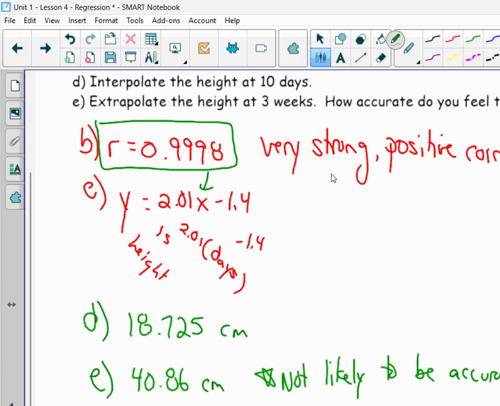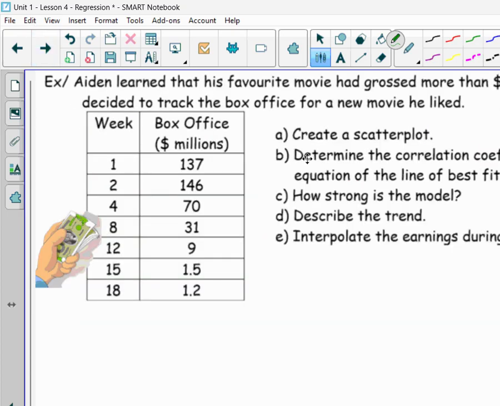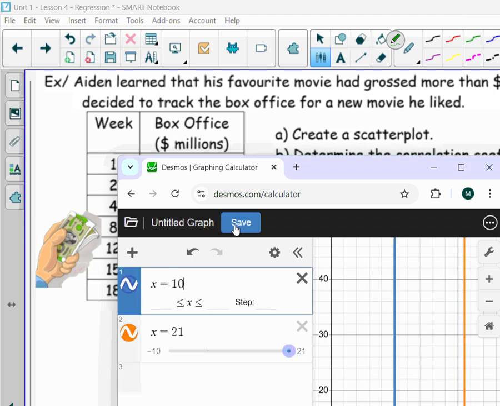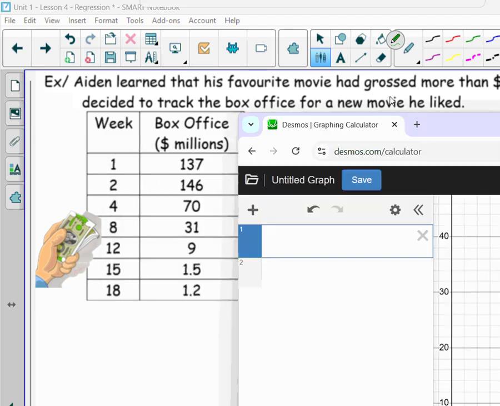Okay, and get you guys to try one. So this is the last one. You try this one yourselves. So pause it, try it, see what you can come up with. So we're going to get rid of our old stuff. We're going to enter in some new data.